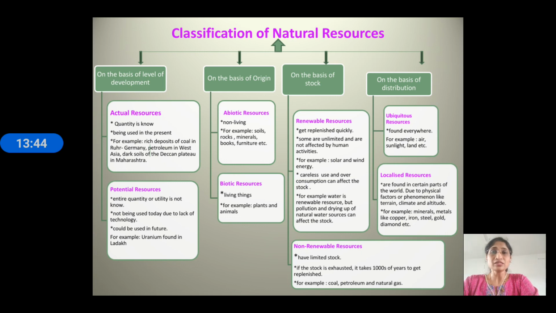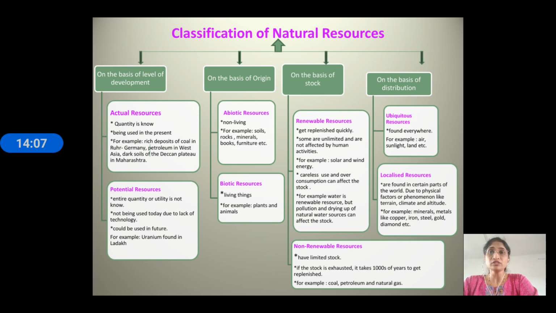The second classification is non-renewable resources. They are limited in stock. And if the stock is exhausted, it takes thousands of years to get replenished, that is renewed. For example, coal, petroleum, and natural gas.